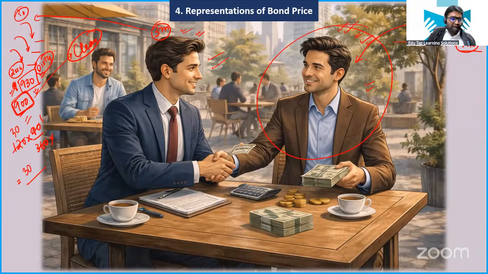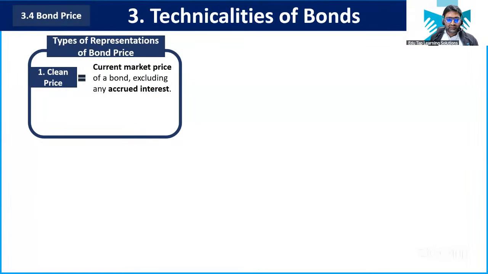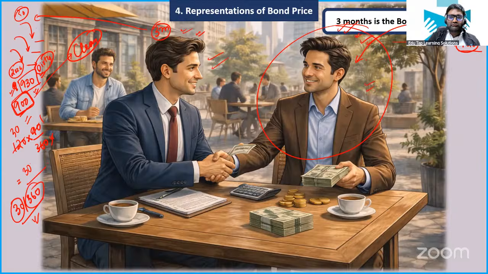Okay, and generally we consider 30 by 360. This is called the bond days. What is meant by bond days? Number of days in a month. For calculation purposes, in 1 month we consider 30, in a year we consider 360. Is that fine? Is it understood? Clean price and dirty price, is it understood? So the bond days over here is 3 months, or you can say 90 days.